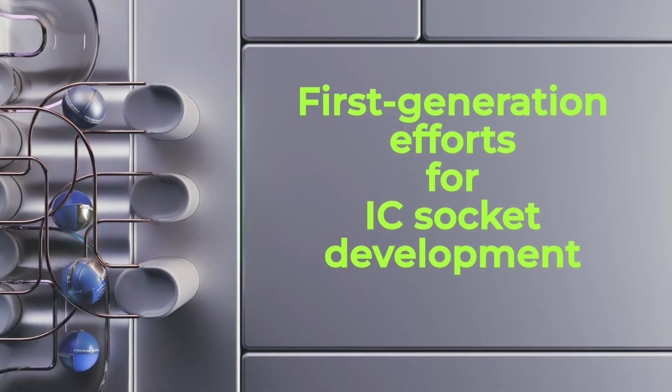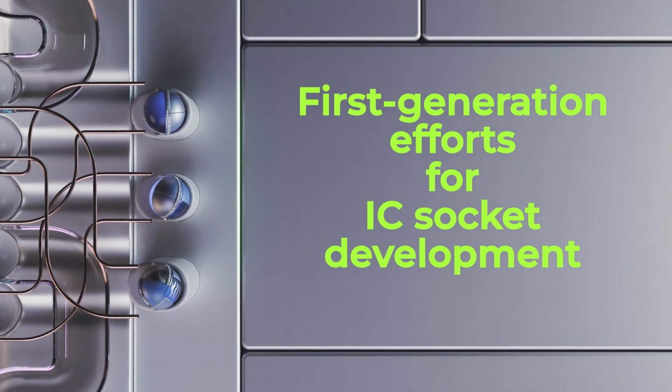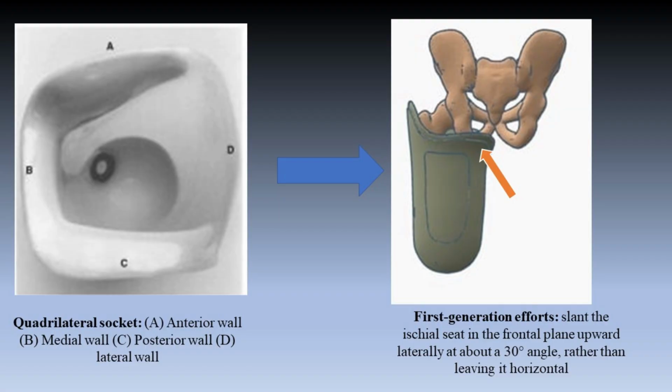Friends, this is the last session of the CAD/CAM mechanism: how the ischial containment socket was evaluated. In first attempts to change the quadrilateral design, the ischial seat of the quadrilateral socket was slanted in the frontal plane upward laterally at about a 30 degree angle, rather than leaving it horizontal, so as to increase the weight bearing and thus rely less on the ischial tuberosity. It is considered a first-generation effort.